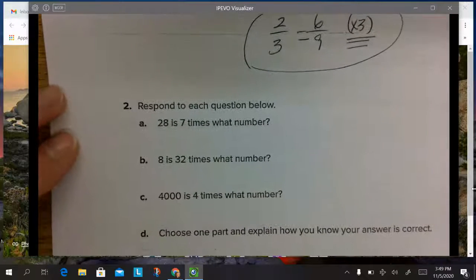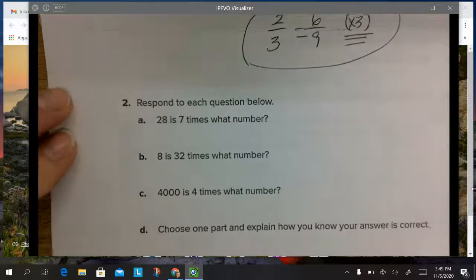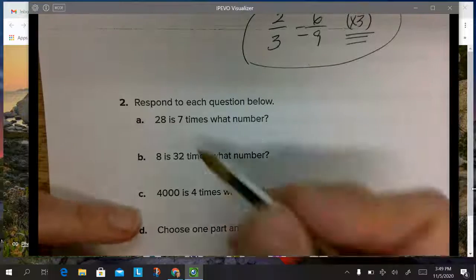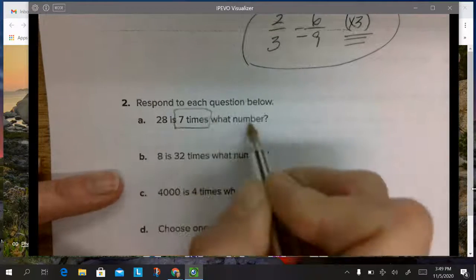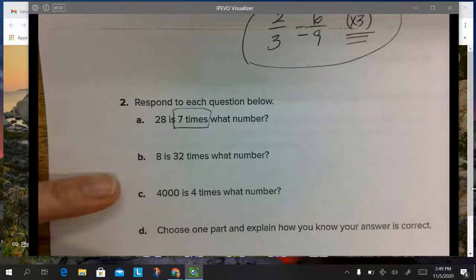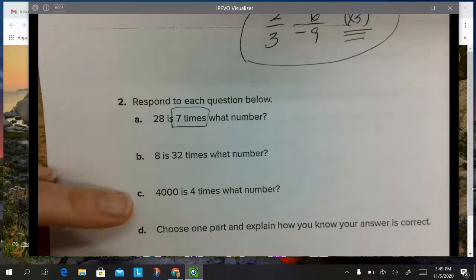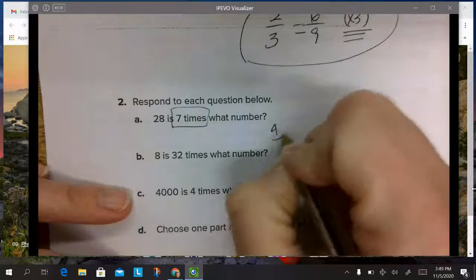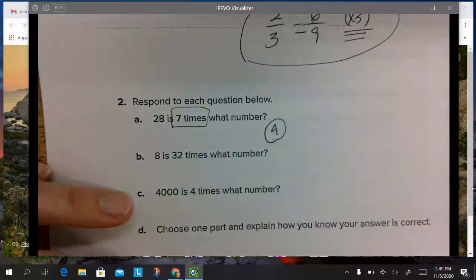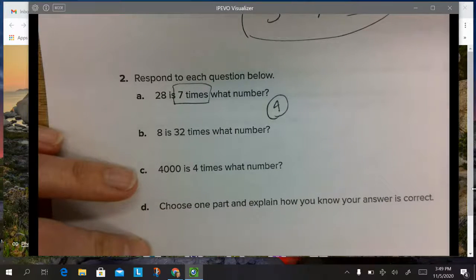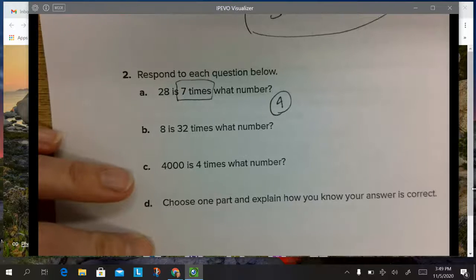All right, here we go. 2. Here it says, respond to each question below. It says 28 is 7 times what number? Well, 7 times what number is going to give you 28? 7 times 1 is 7. 7 times 2 is 14. 7 times 3 is 21. 7 times 4, oh, there you go. 7 times 4 is 28.